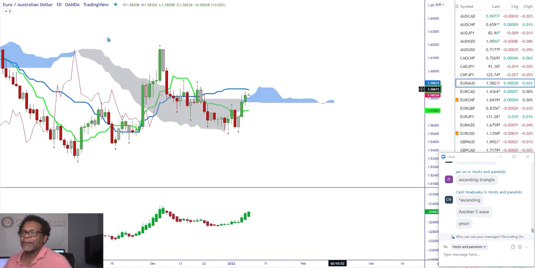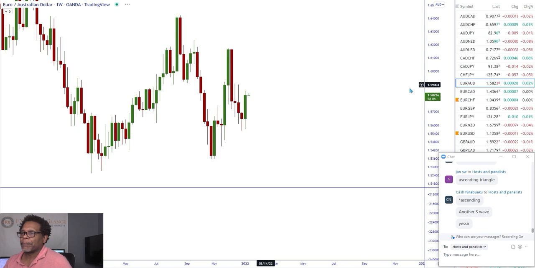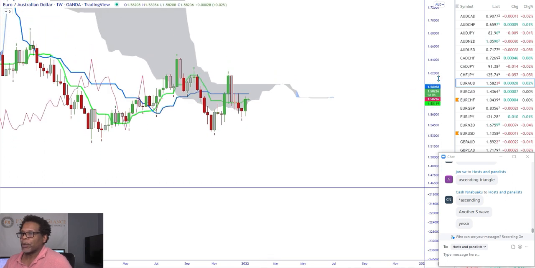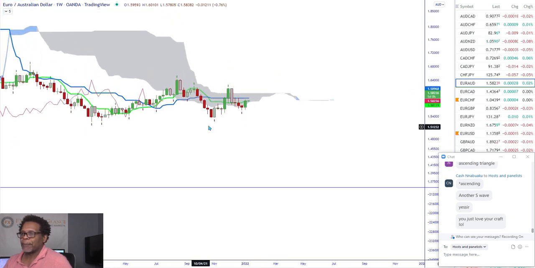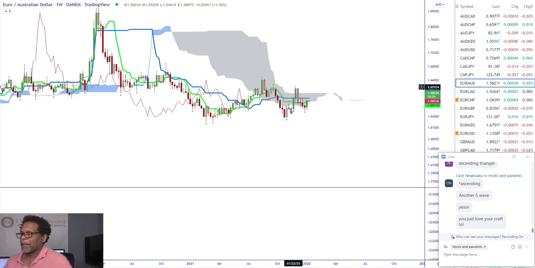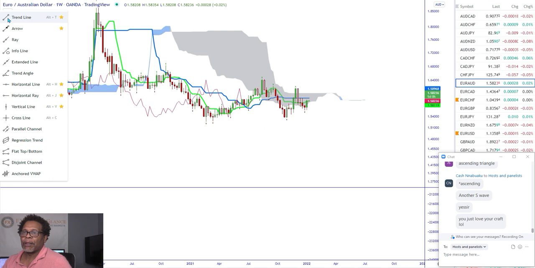All right, Euro Aussie. Let's go to the weekly time frame. See what we got going on with the weekly. I think we're kind of flat with the weekly. Maybe another P wave here too. See this? Another P wave developing.